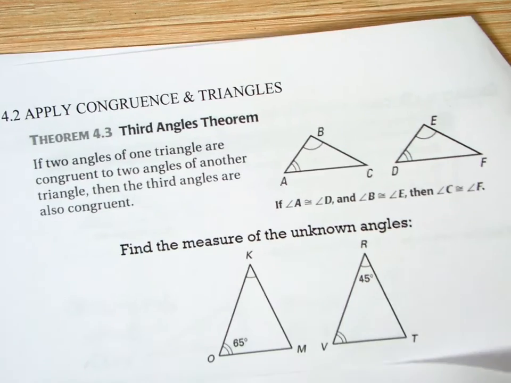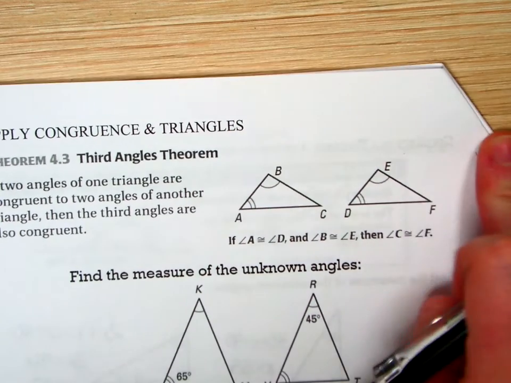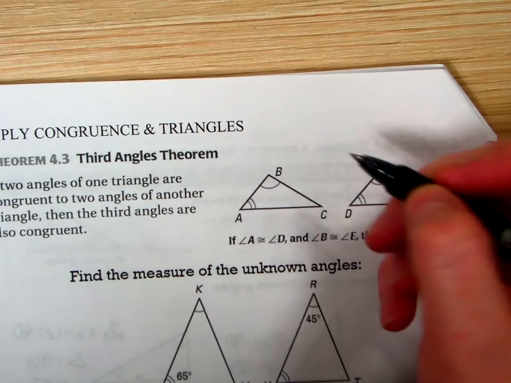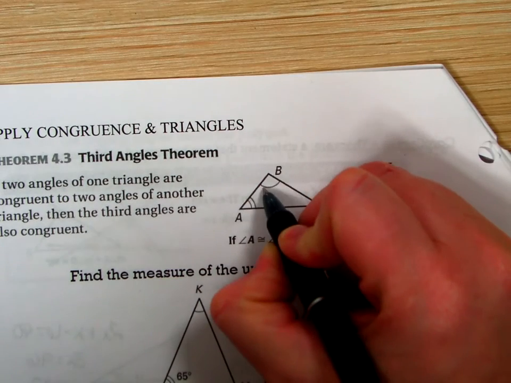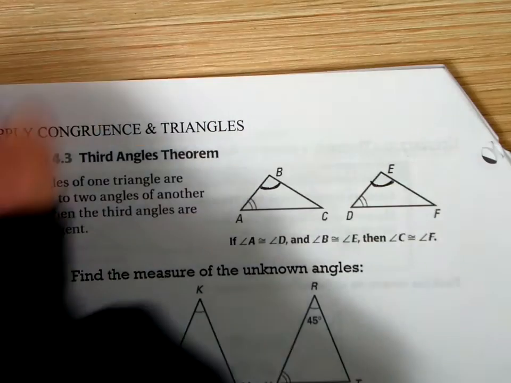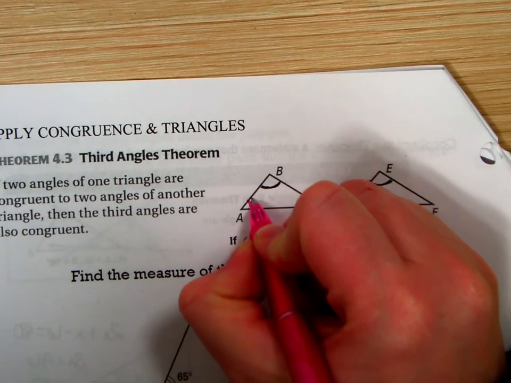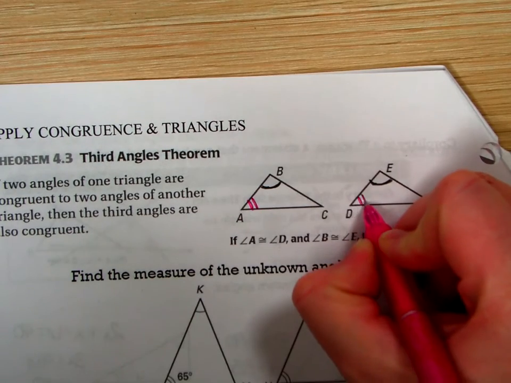Okay, 4.2, apply congruence and triangles. The first thing I want to talk about are these triangles here. We have a few different things going on, so I'm going to highlight some angles. Angle B, angle E have the same markings. Angle A has 2, so does angle D with markings.